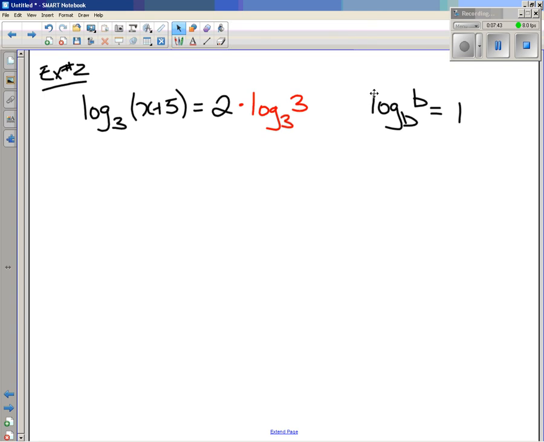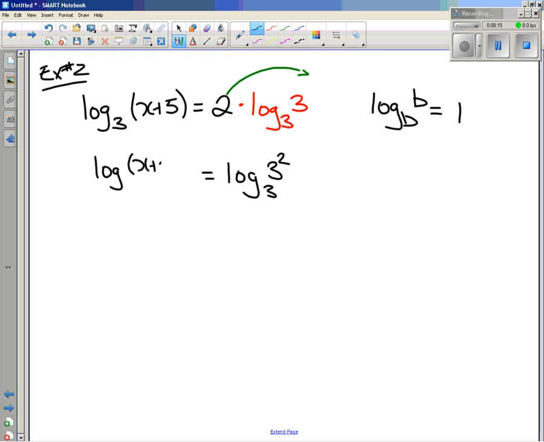Okay. So what could we do? What would be our next step? Still looking on our right-hand side. We can do something on our right-hand side. Let's bring that coefficient back up as an exponent. So we're going to use that rule in reverse, and we're able to write our right-hand side as log 3 squared base 3, and our left side is log of x plus 5 base 3.